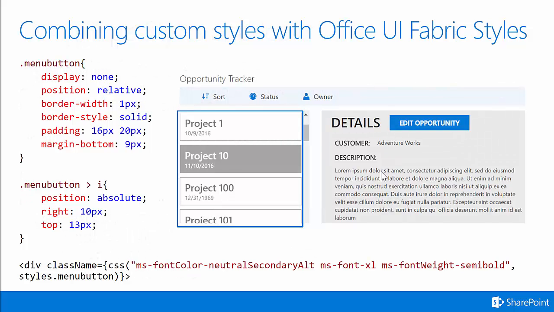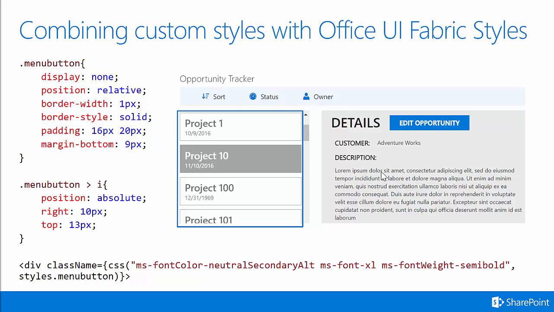You can also combine custom styles you create with Office UI Fabric styles inside of your SharePoint Framework web parts. In the top left portion of the page, you see the menu button and menu button I styles. These styles are custom styles that we created when we built this Opportunity Tracker SharePoint Framework web part that you're looking at in the main portion of the page.